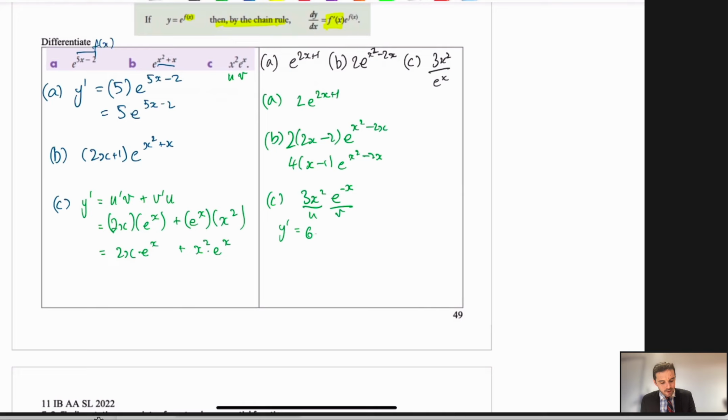U dash is going to be 6x, and then it's going to be e to the negative x. We're not differentiating that just yet. Then we go plus, and then we keep this e to the negative x, but we bring the -1 down, of our chain rule, and then we're going to times it by 3x squared, and we can rewrite this as 6x times e to the negative x take 3x squared times e to the negative x. And there's our answers there.